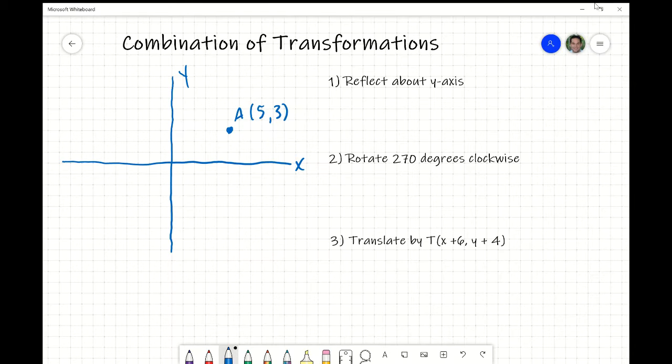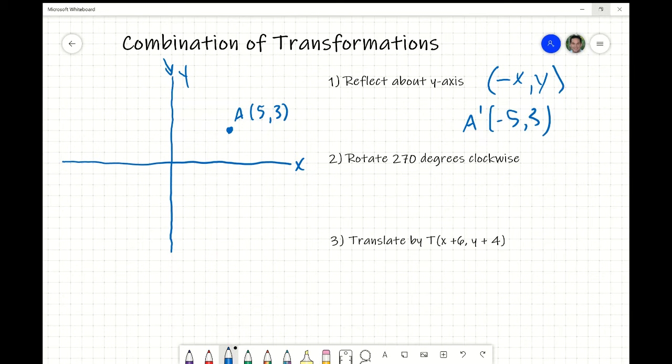If you remember, our reflection about the y-axis means that we're going to reflect about the y-axis here, right? And so that means we're going to move horizontally. In order to move horizontally and to preserve distance, that means that the x value has to change signs, but the y value is not going to do that. So let's go ahead and apply that to our point here. So our new point A prime is going to be at -5, 3.